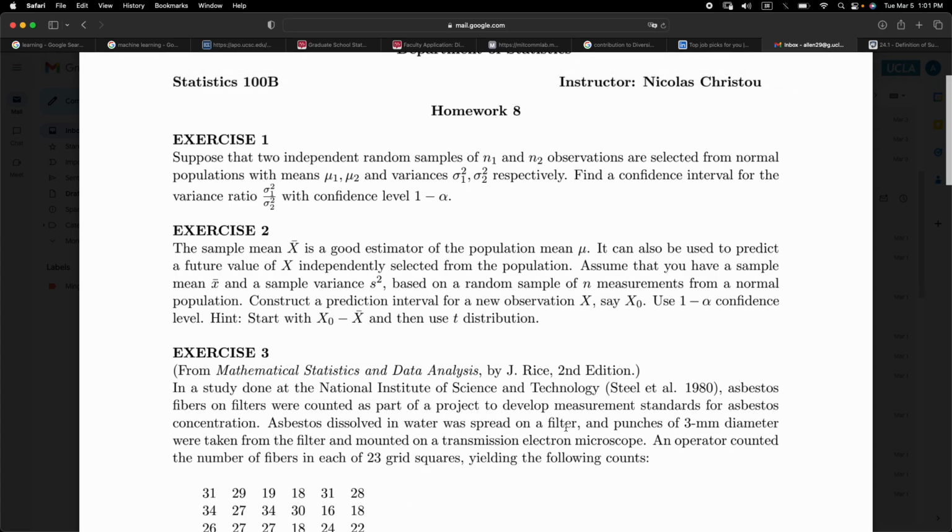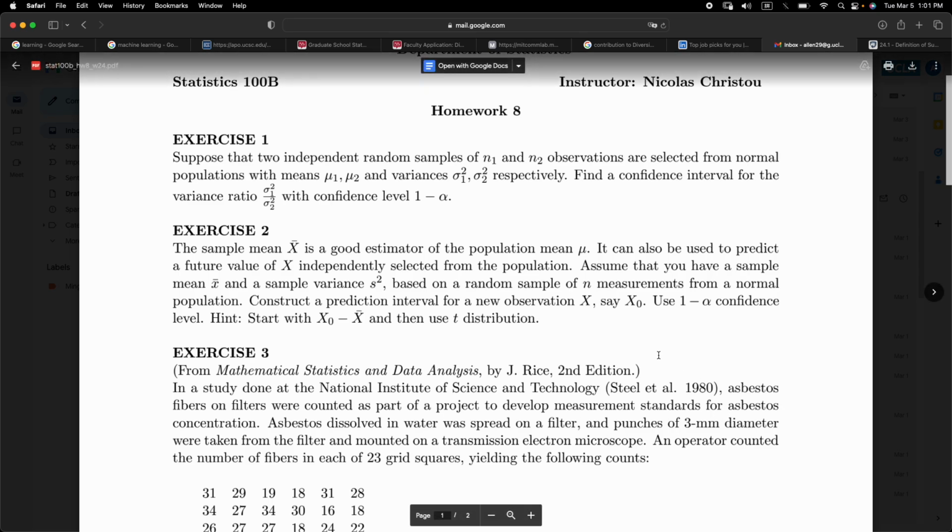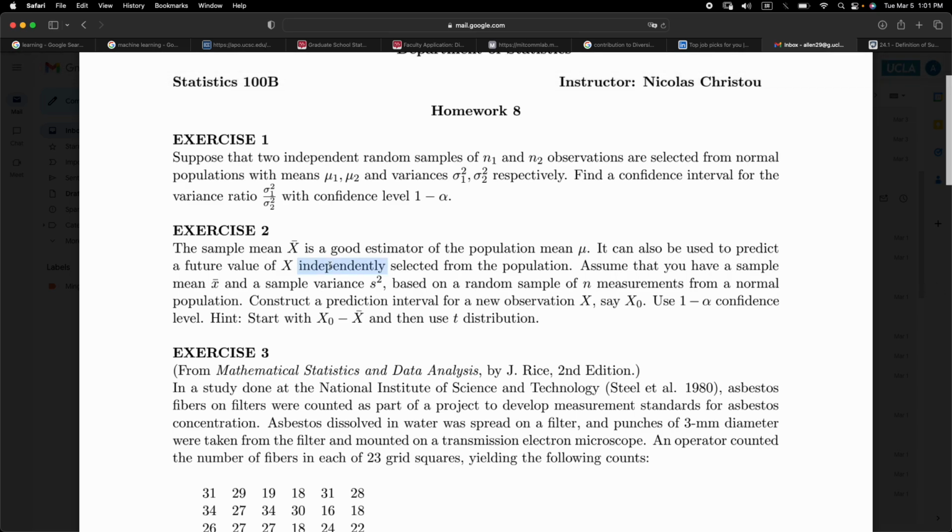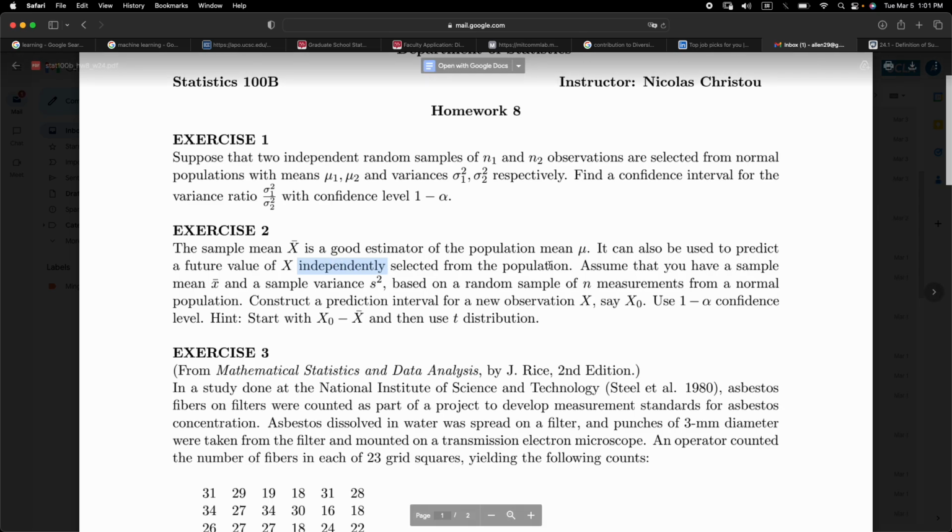So I'm planning to talk about exercise 2. The sample mean, x bar, is a good estimator of the population mean. It can also be used to predict a future value of x, and independently. There are keywords here that we might use later in the procedure: independence, and it's used for prediction.